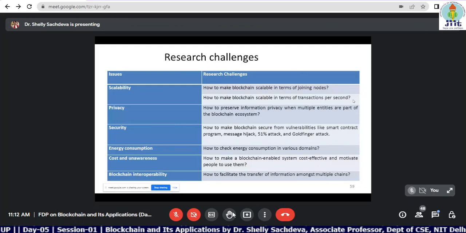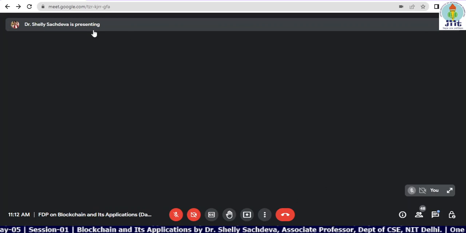Then these are the research challenges: scalability, privacy, security, energy consumption. Although on the one hand we are saying we have privacy as an advantage and security is there, there are still research challenges. First, while we are talking about scalability, how do we make the blockchain scalable in terms of joining nodes? The second challenge is how to make the blockchain scalable in terms of transactions per second, right?